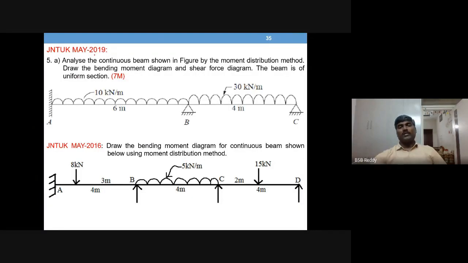Okay, so JNTUK May 19 question you have: analyze the continuous beam shown in the figure by moment distribution method, draw BMD, also SFD. The beam is of uniform cross section, meaning it's like the one which we have just solved, whereas both are UDLs. Uniform cross section is told, so both these spans have the same I. Same with May 16: draw BMD for the continuous beam shown below using moment distribution method, but you have a three-span continuous beam here, so you will need a little bit of trial and error process. The end hinge is at D. D is a hinge support. Okay, so this is also to be practiced.